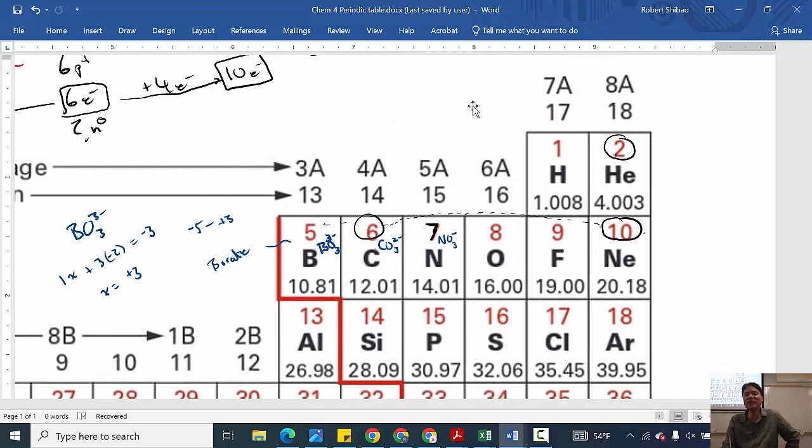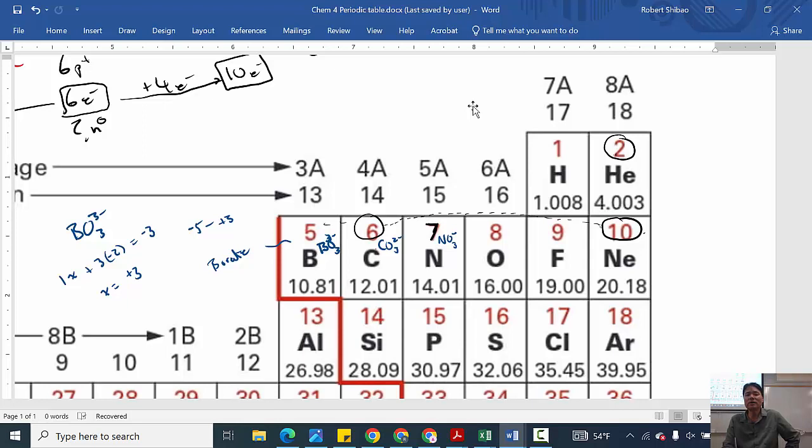If we lose 5 negative charges and the positive charges stay the same, then we're going to be at plus 5. And so nitrogen is going to vary from plus 5 to -3. Do you see the pattern there? Yes? No?